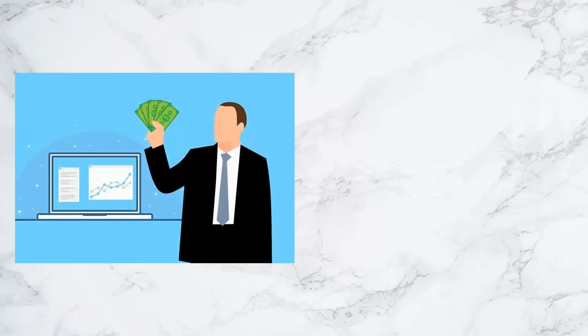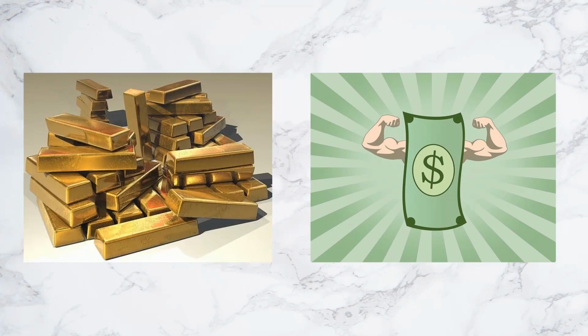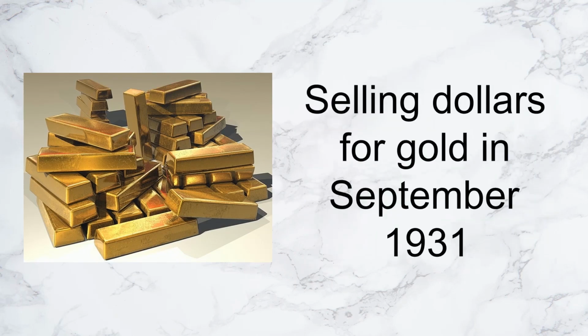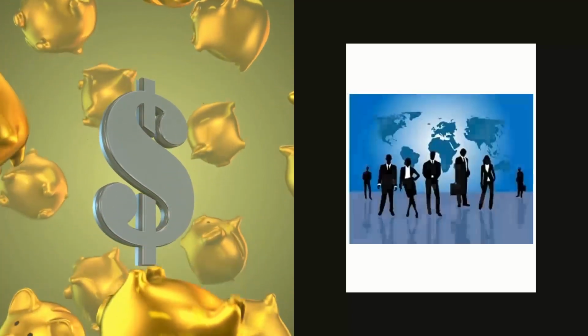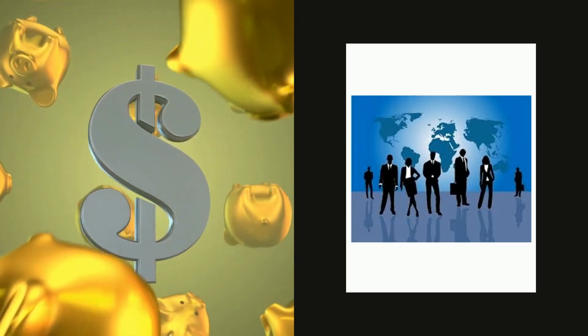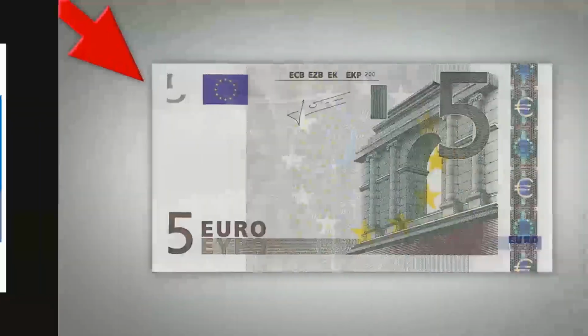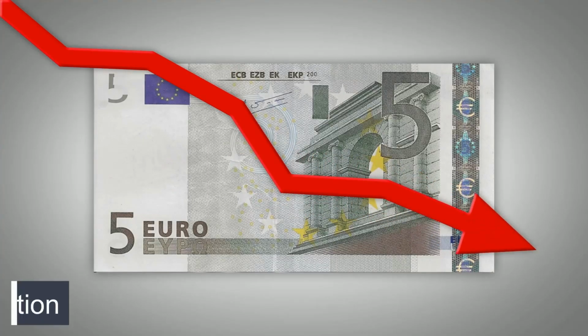When the stock market crashed, investors turned to the currency markets. At that time, dollars were backed by gold held by the US government. Speculators began selling dollars for gold in September 1931. That created a run on the dollar. The Fed raised interest rates again to preserve the value of the dollar. That further restricted the availability of money for businesses. More bankruptcies followed. The Fed did not increase the supply of money to combat deflation.